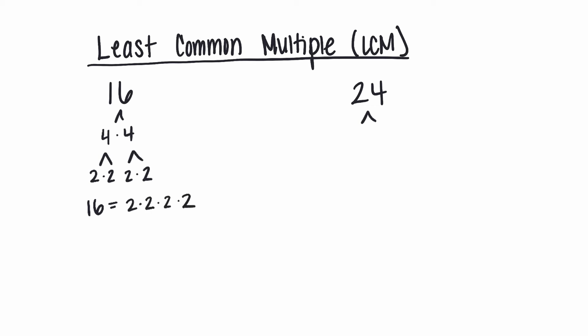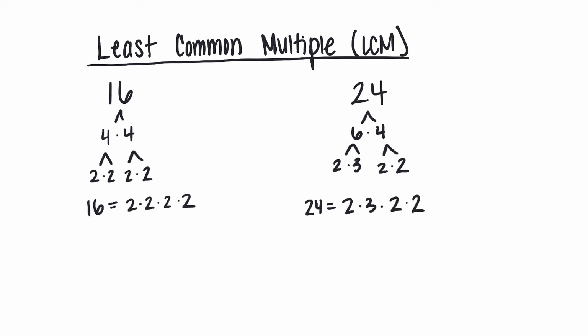Now let's move over to the 24. 24, let's do 6 times 4. Both of those numbers are not prime. So we're going to go ahead and decompose them into prime factors. Woohoo! Those are all good. So 24 is the same as 2 times 3 times 2 times 2.